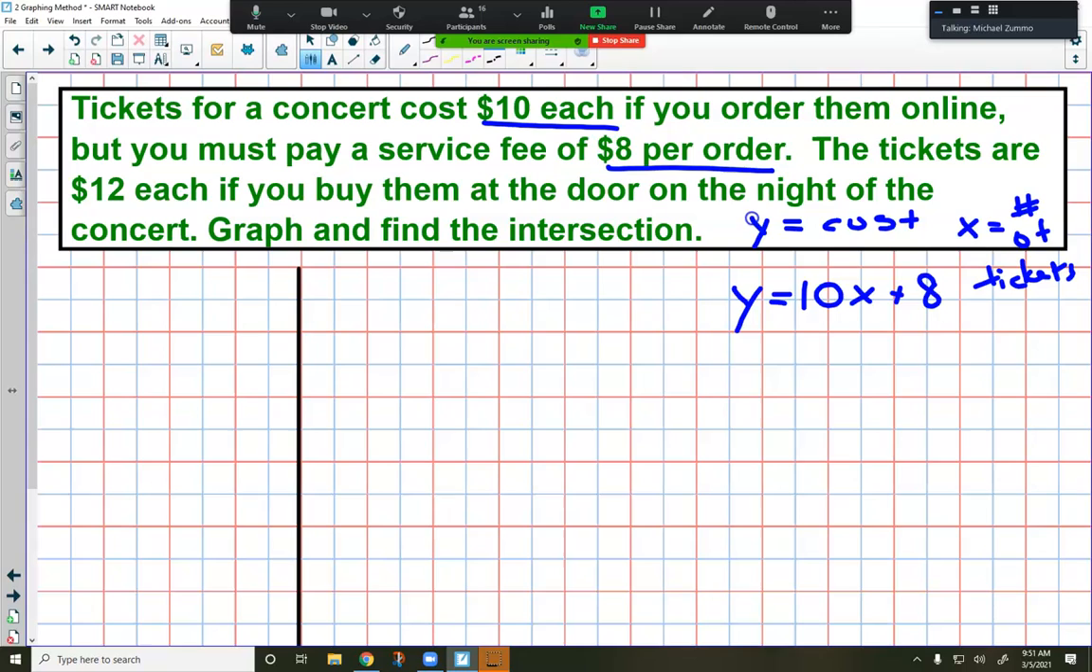The other equation, if you just buy it at the door, it is $12 per ticket at the door. So our other equation is y equals 12x. We do not have to write plus 0 because there is no initial fee. But we have to understand that when we graph this, our intercept is going to be 0 for this equation. Now we can start to make our graph.